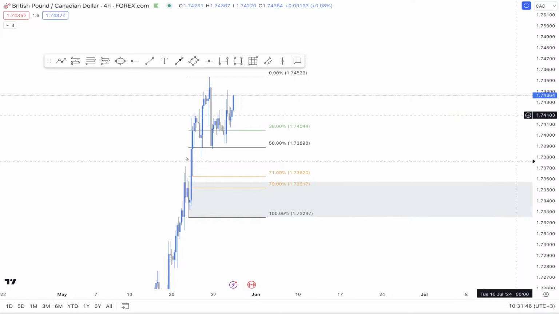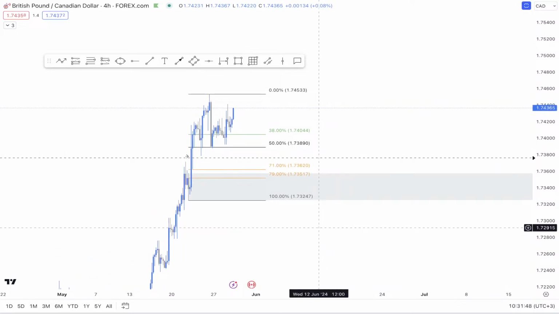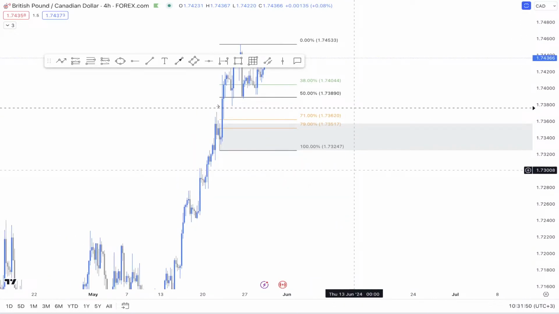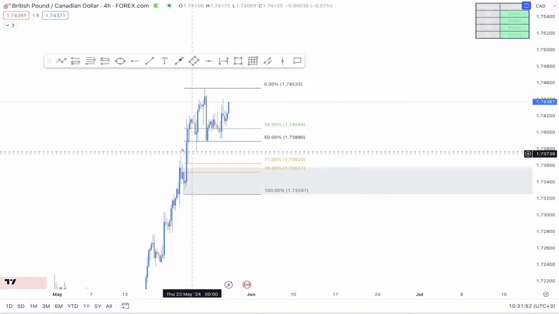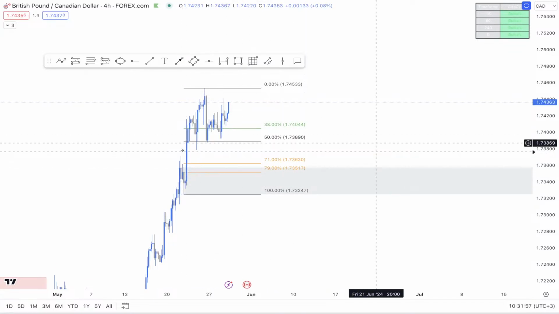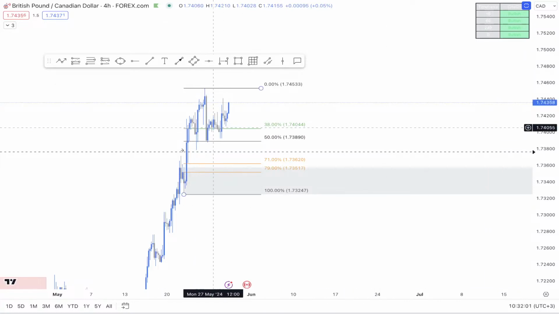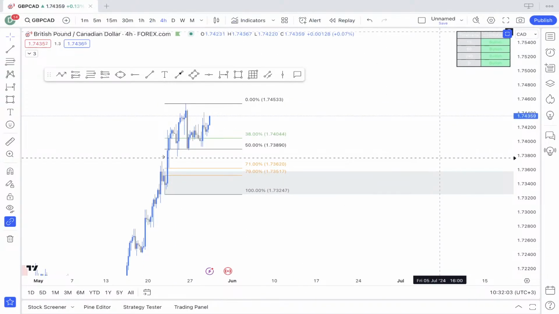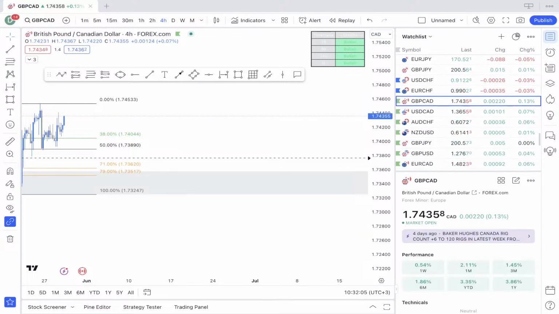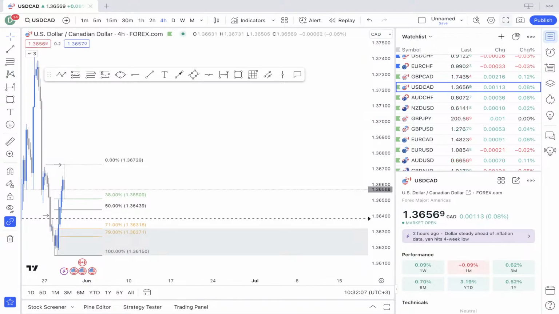On GBP CAD, price is looking extremely bullish, hence why we have a potential bullish setup. Right here, we have an aggressive break, an unmitigated order block that is lining up with the area of interest. The trader graph is fully green, and the pullback is also looking very corrective. Okay, price seems to want to move higher.